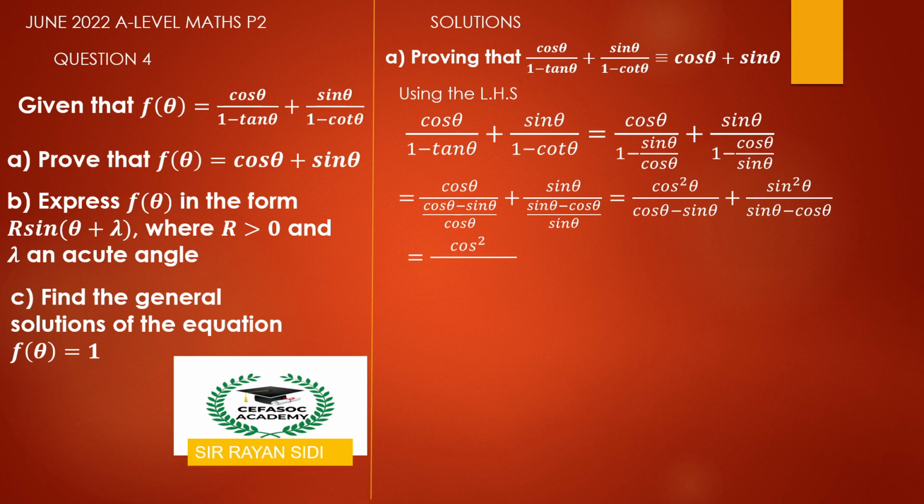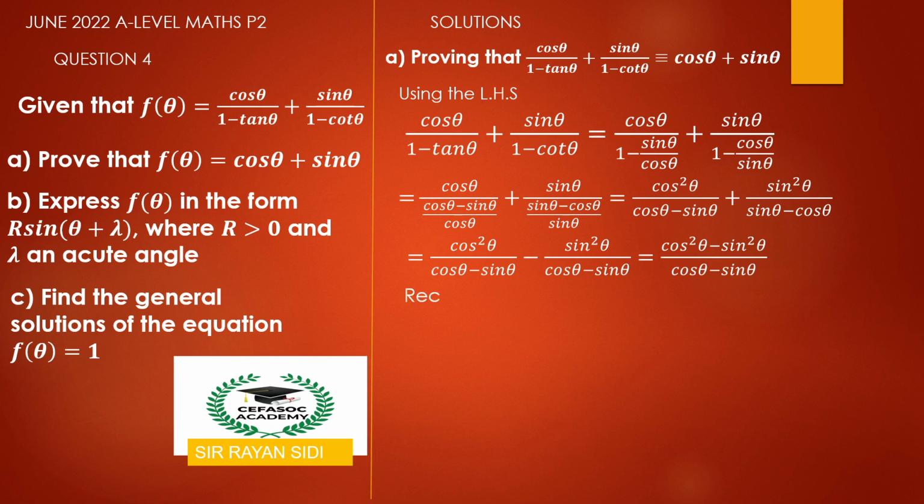We have cos square theta all over cos theta minus sin theta, now minus sin square theta all over, in this case it will not be sin theta minus cos theta again, it will be cos theta minus sin theta, because we have factored out the negative. Now the denominators are the same, so I can subtract the numerators. I will have cos square theta minus sin square theta all over cos theta minus sin theta.